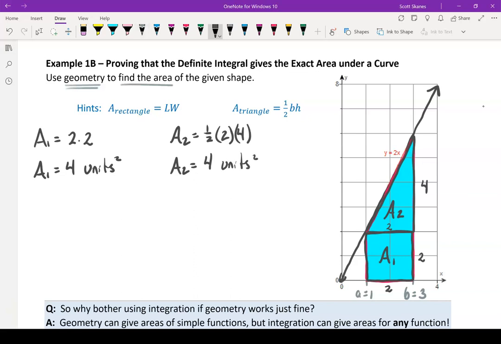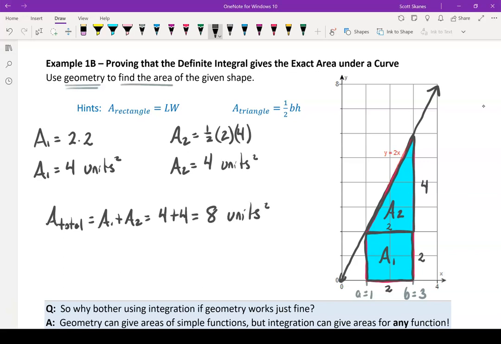So the bottom is 4 units squared, the top is 4 units squared, and so our total area must be those added together, A1 plus A2. That would be 4 plus 4, and this gives us 8 units squared.